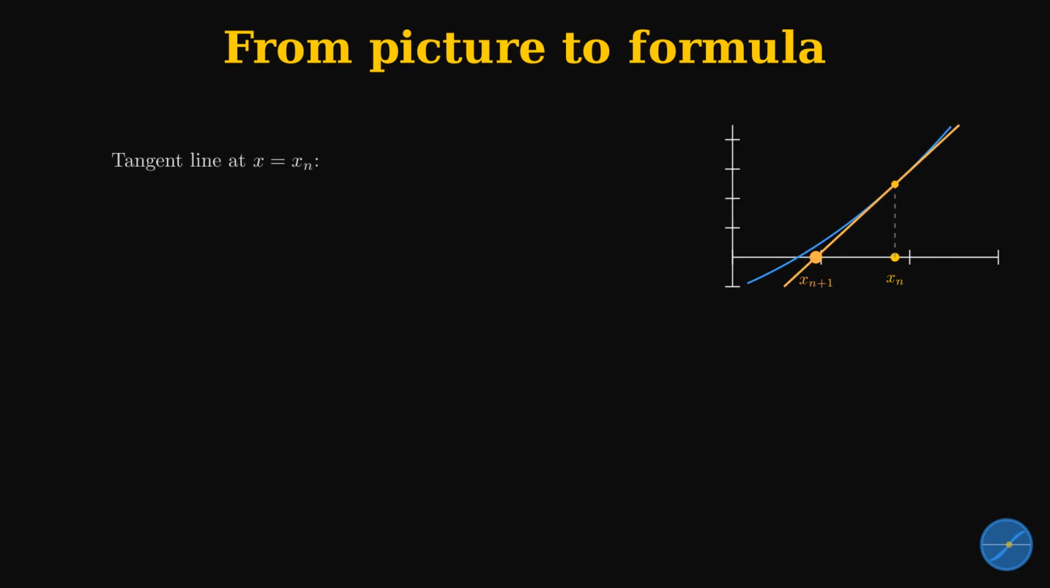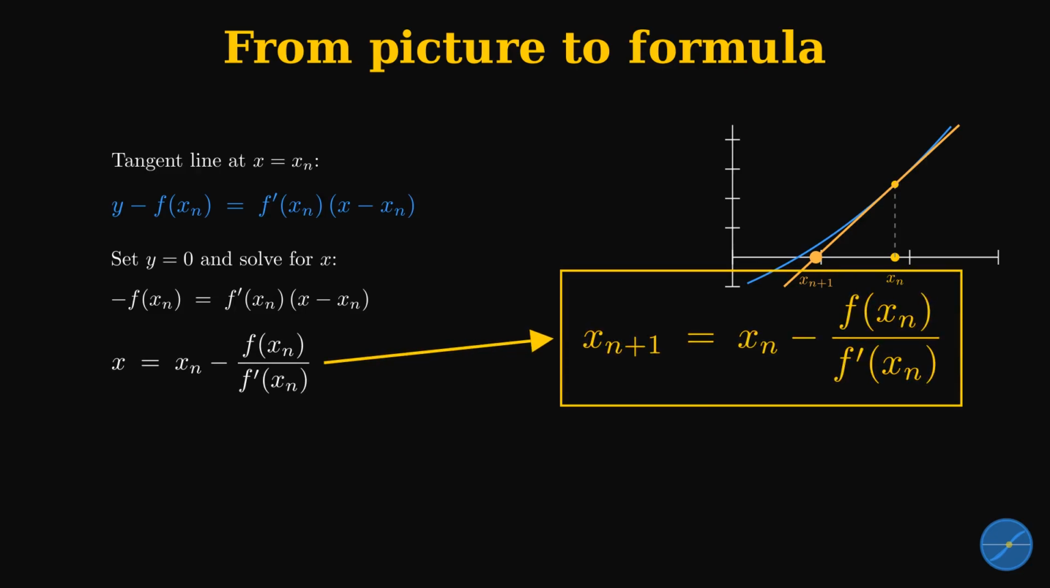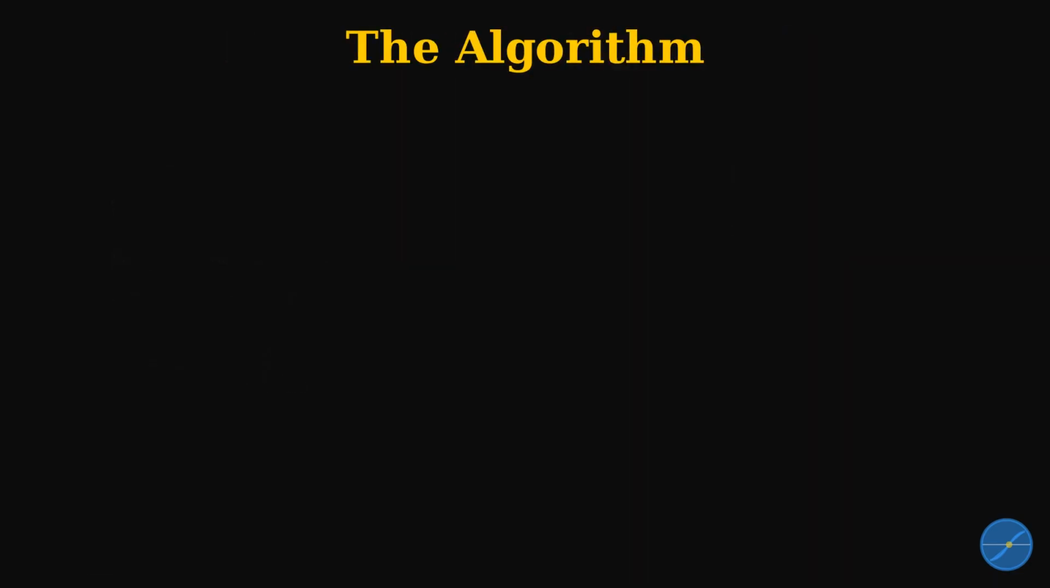Let's turn that picture into a formula. Take the tangent at the current point xn. Its slope is f prime of xn. So the tangent line is y equals f of xn plus f prime of xn times x minus xn. The next guess is where that tangent hits 0. So set y equal to 0 and solve for x. Move the terms around, isolate x, and you get xn plus 1 equals xn minus f of xn over f prime of xn. That's the Newton-Raphson formula. Here's the algorithm in full.